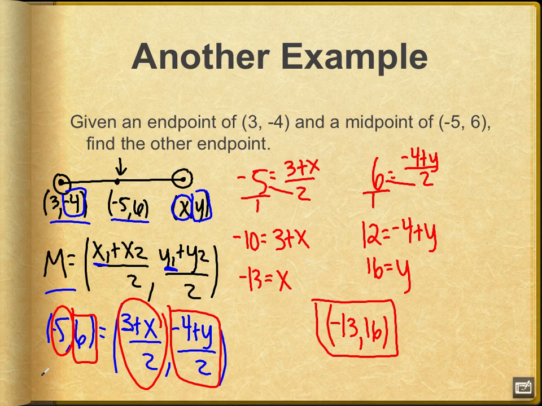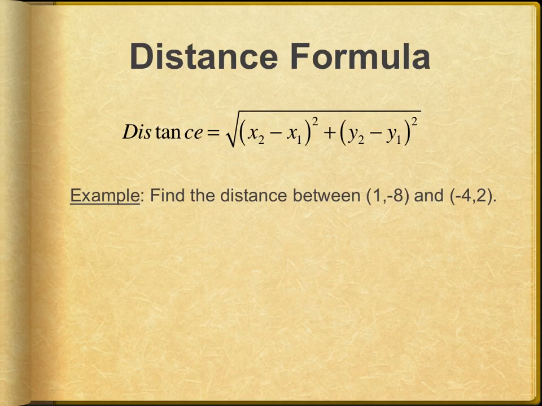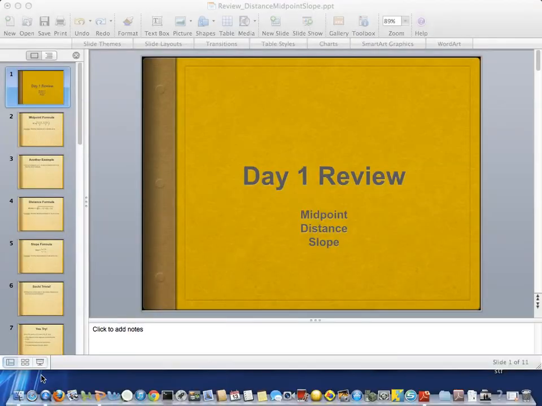So that was a review of midpoint. Now we're going to go on to the distance formula. Here's the distance formula. This is the one that's a little nastier. It has the square root. So you could write that down. The example says find the distance between (1, -8) and (-4, 2). So same 2 points, but now we're finding the distance.